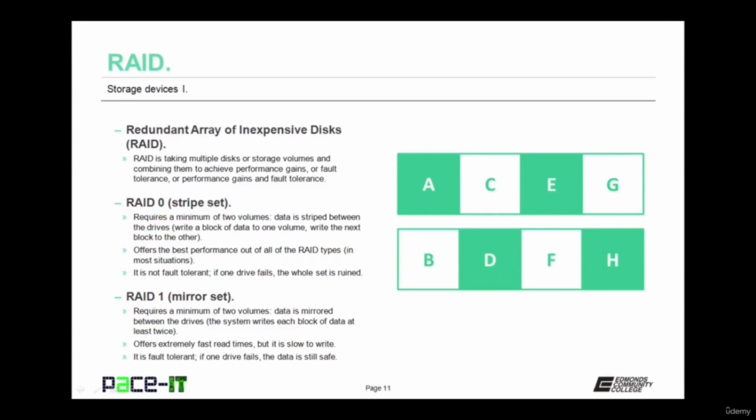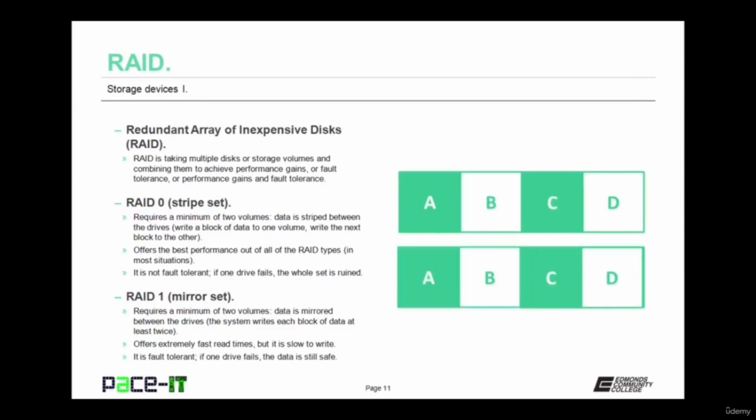Now this requires a minimum of 2 volumes. Data is striped between the drives. Write a block of data to one volume, then write the next block of data to the other volume. Now RAID 0 offers the best performance out of all of the RAID types in most situations, but it is not fault tolerant. And what that means is that if one drive fails, the whole stripe set is ruined. To combat that, RAID 1 was developed.